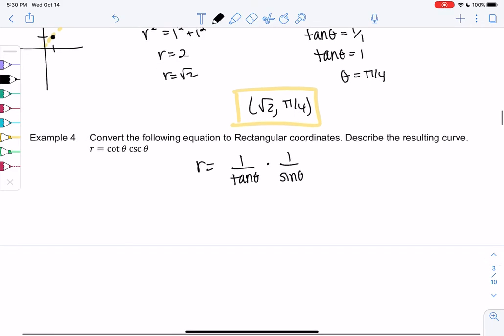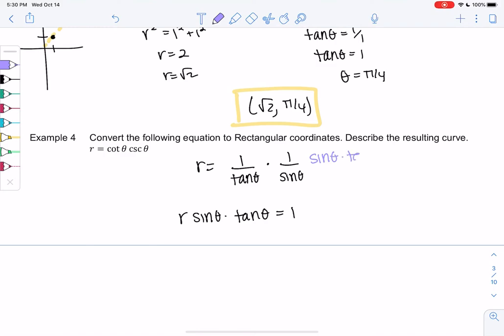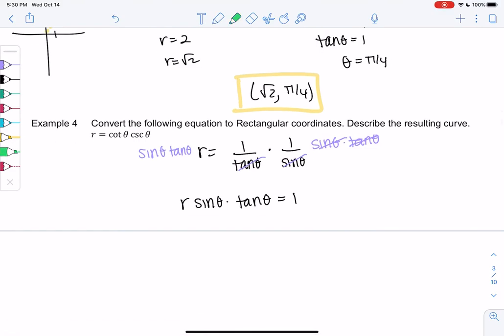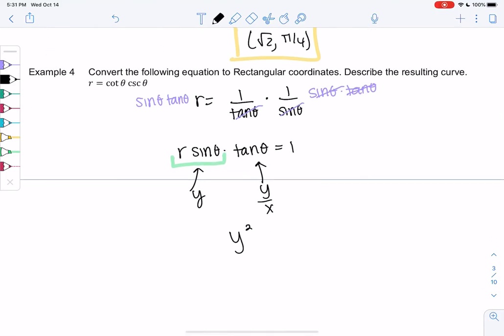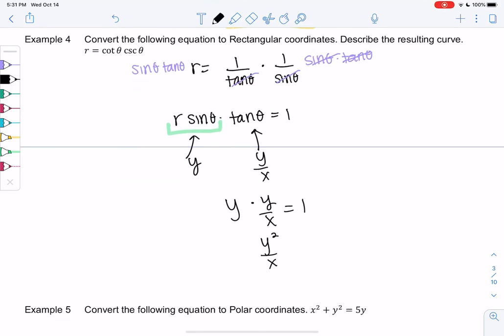And then I don't really like the denominators, so I'm going to go ahead and multiply. So we get, it's kind of a guessing process in the beginning, r sine theta tangent theta equals 1, right? Sine theta tangent theta, right? They cancel out. And then we know these. So r sine theta, if you look back, was y. And tangent theta was y over x. So we're going to get this new curve: y squared, that's y times y over x equals 1, or y squared over x equals 1, which gives us y squared equals x.